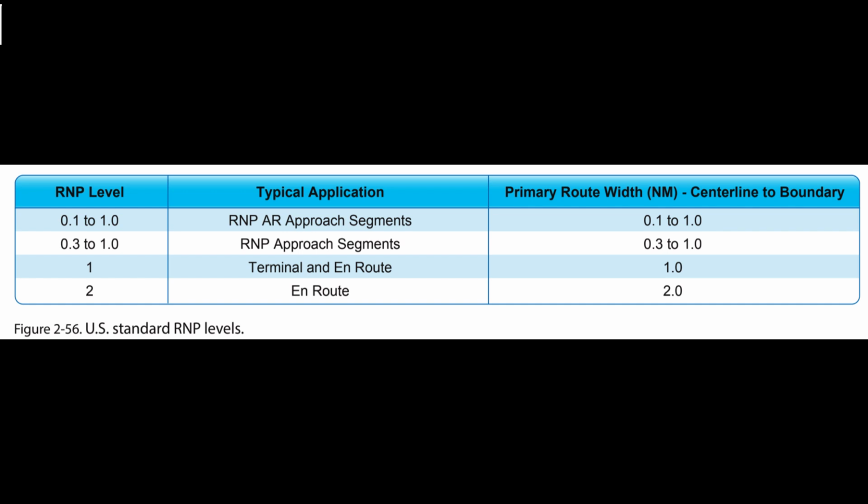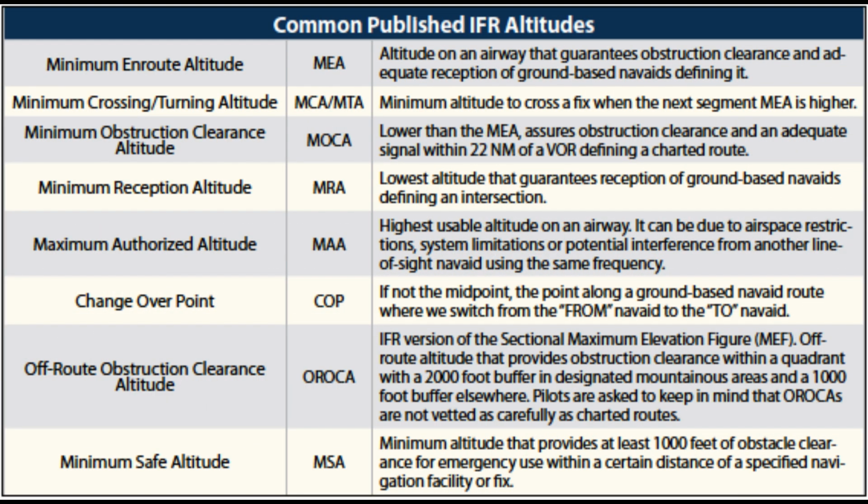IFR en route altitudes. Minimum en route altitudes, MEAs. Minimum reception altitudes, MRAs. Maximum authorized altitudes, MAAs. Minimum obstacle clearance altitudes, MOCAs. Minimum turning altitudes, MTAs. And minimum crossing altitudes, MCAs, are established by the FAA for instrument flight along federal airways, as well as some off-airway routes.